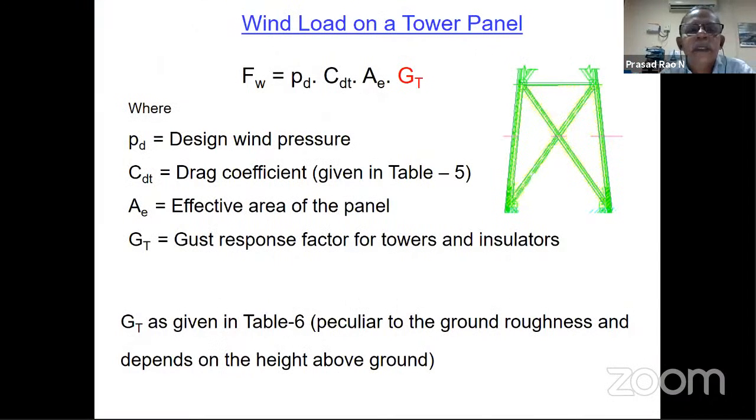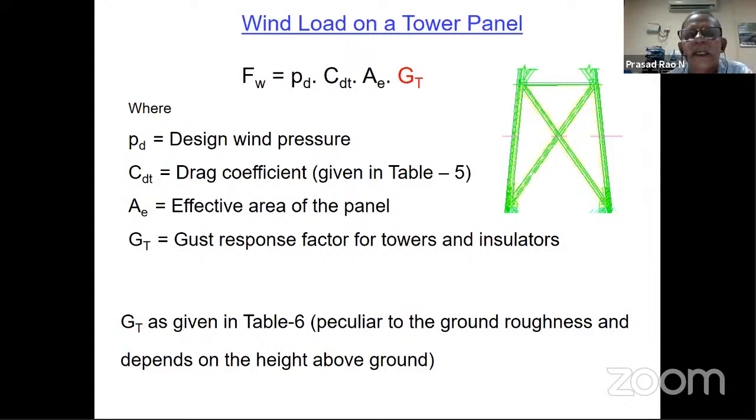So how do we find out the wind load on a panel given by the tower? The wind load on a tower is given by Pd Cdt A into Gt, the design wind pressure. I'm not going into these things elaborately because it will take one more lecture for this, and these are given in the code book, so you can go through them also.